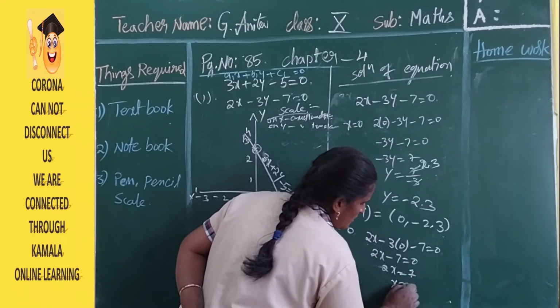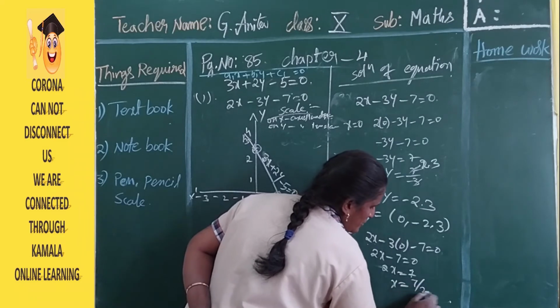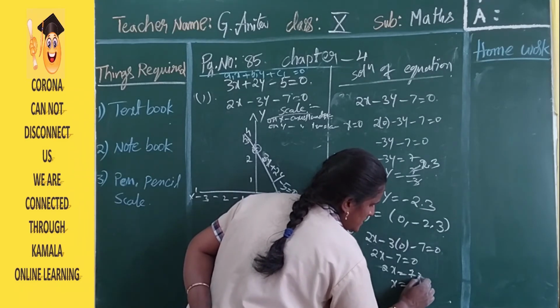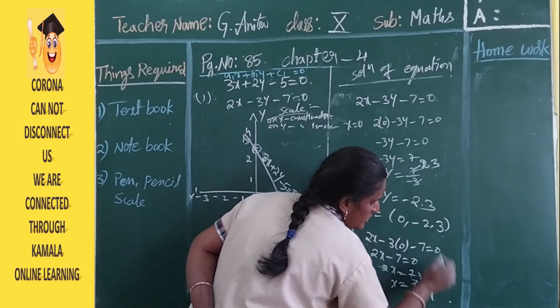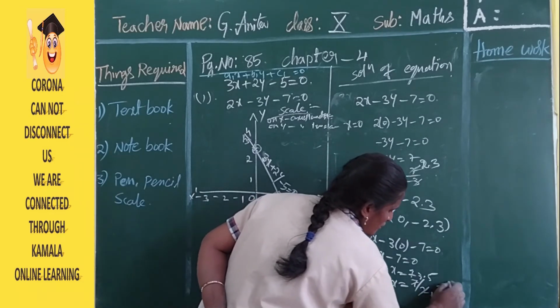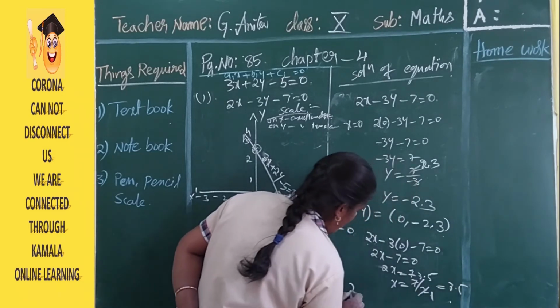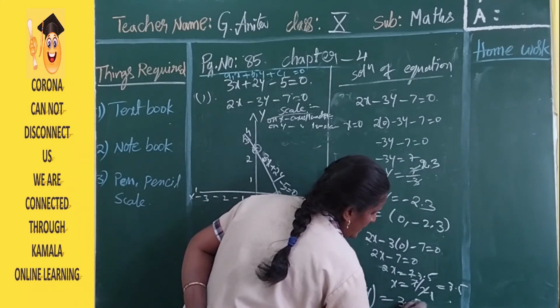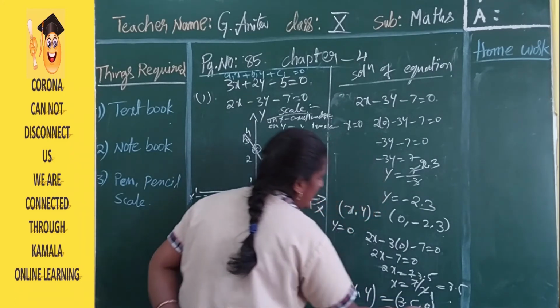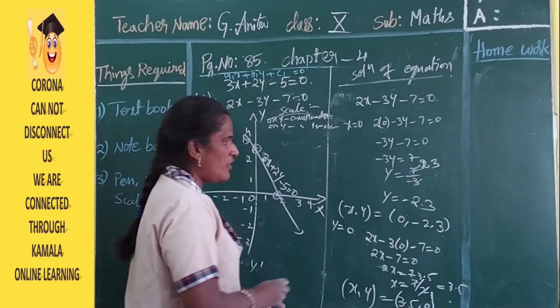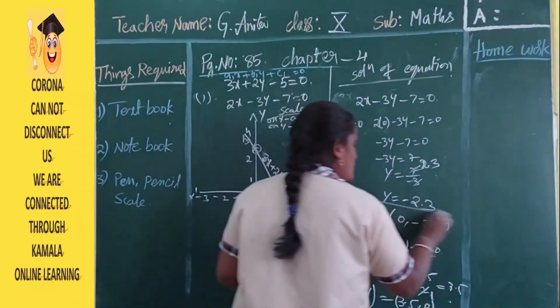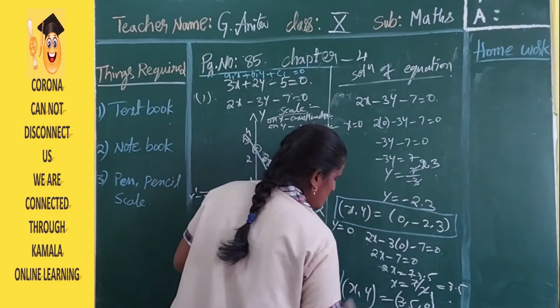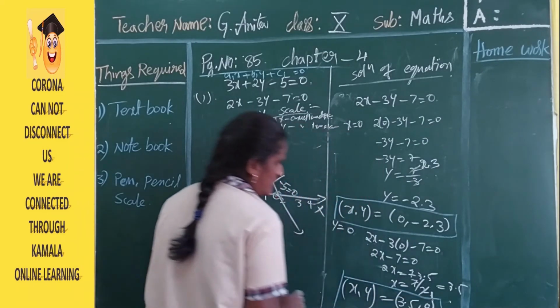Then x is equal to 7 by 2. 2 threes are 6 and 1 is there, so 3.5. So x is equal to 3.5, and the x comma y values are 3.5 comma 0. So we got two values. Yes, this is a solution of the given equation, and this is also a solution of the given equation.